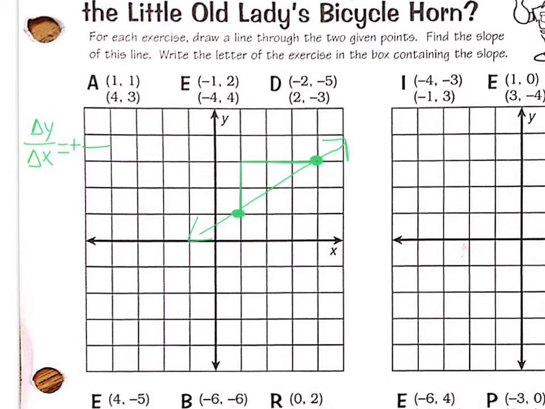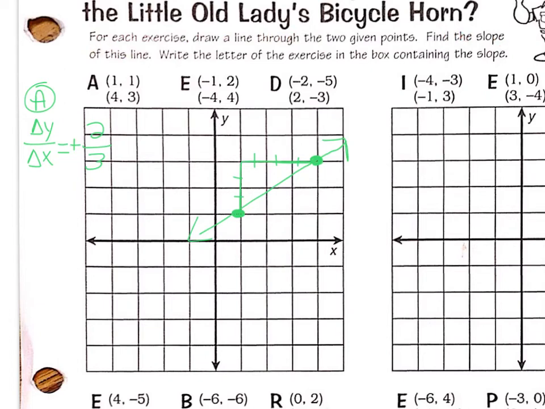And I count my rise, my delta y, my change in y is 2. My change in x is 3. So I get for A that the change in y over change in x, the slope of line A, is positive 2/3. So that's what we did. We did a line through the 2 points. We found the slope of this line.